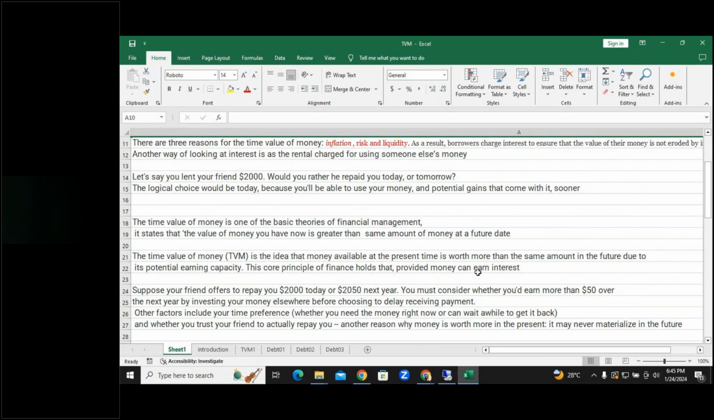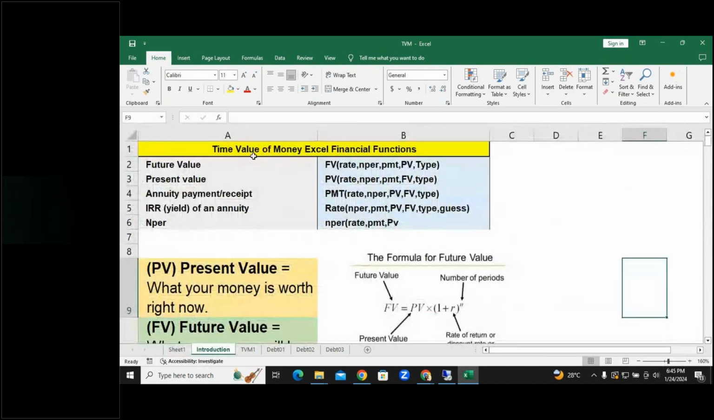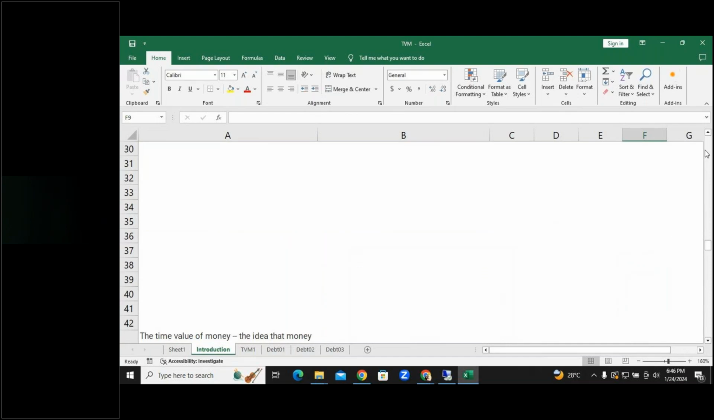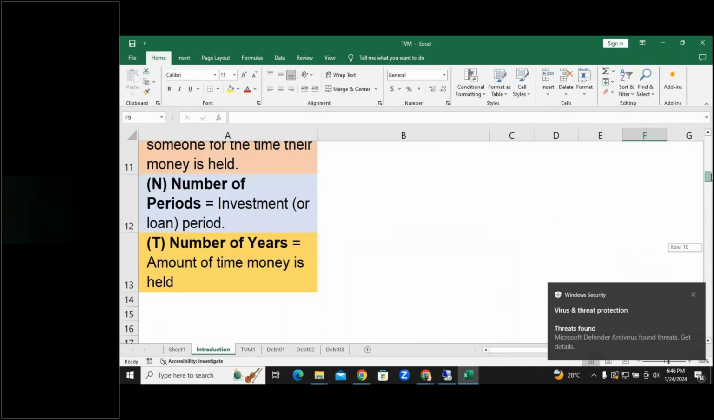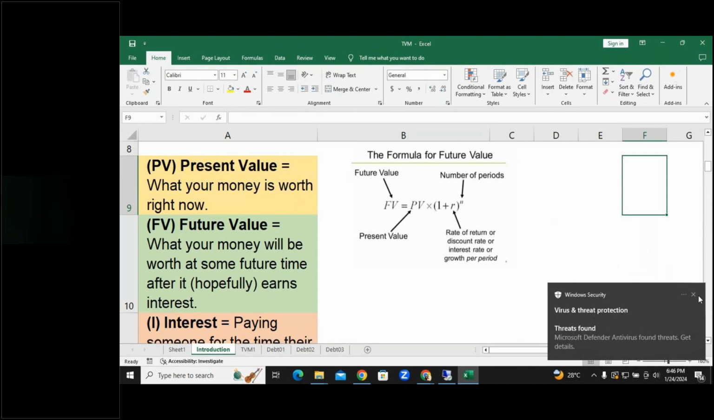Okay, so here we are going to learn in different parameters how this time value of money can be calculated. We are going to work on some financial functions where we calculate the future value, the present value, PMT, that is nothing but EMI, IRR, internal rate of return, and NPER. NPER means number of periods. This is the formula we usually take up.